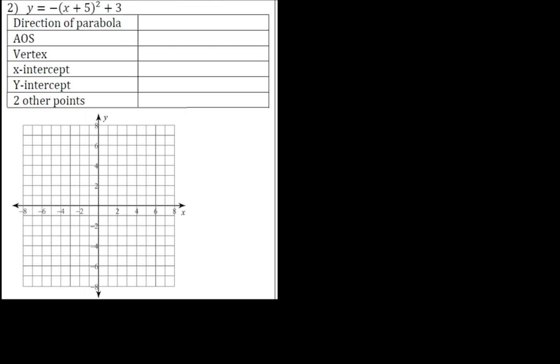tired. I'm gonna actually complete the second problem for graphing parabolas.